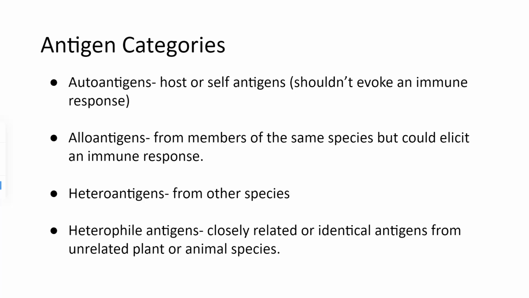Alloantigens are from members of the same species, but could elicit an immune response. If you think about blood cell antigens, they're all from the same species, but if we do a blood transfusion from a blood type A person to a blood type B person, we could see a major reaction. That's where alloantigens would come into play. Heteroantigens are going to come from other species. If we were to put something from another species into your body, those would be considered heteroantigens, and your immune system would respond to those. Heterophile antigens are closely related or identical antigens from unrelated plant or animal species.